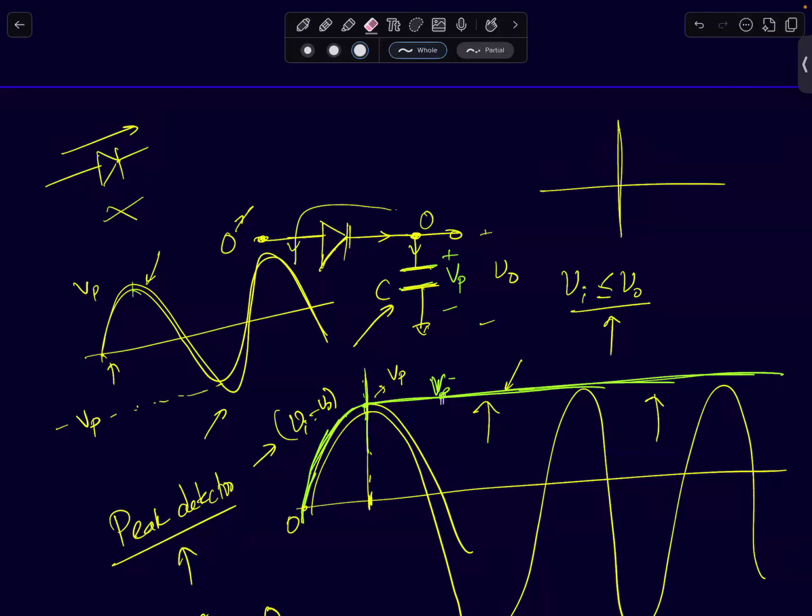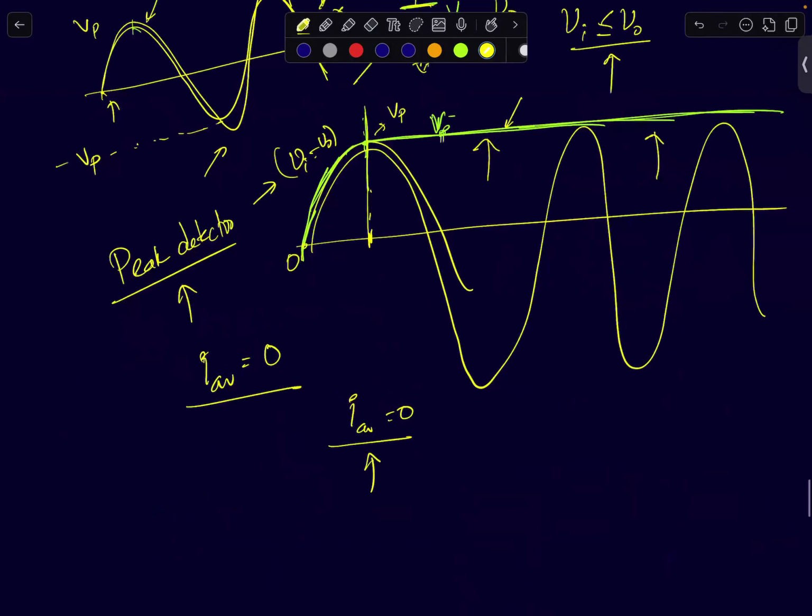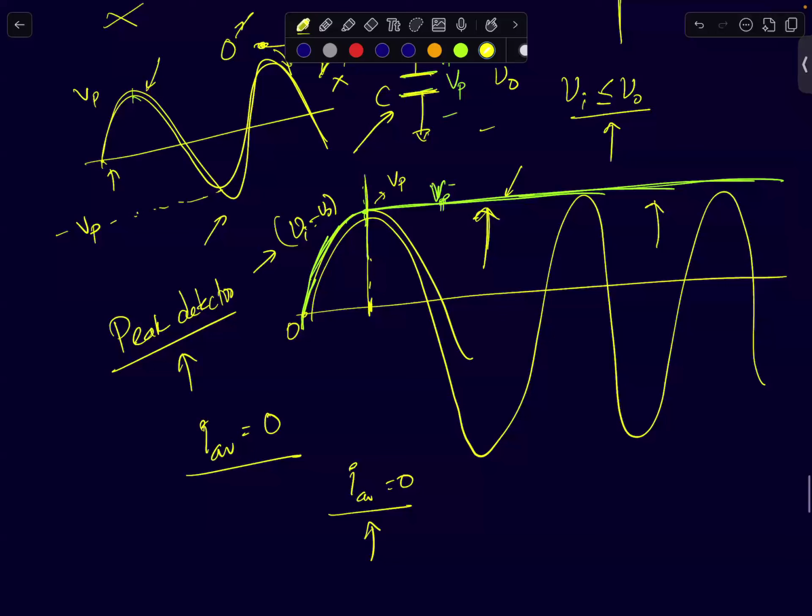Okay, that's it. So because of that, when your input voltage goes slightly less than V peak, your diode will be cut off. Your capacitor voltage is higher, because current now has to flow from this side for it to discharge, and that's not possible. So it will be cut off and stay there. So this circuit is called a peak detector. Your peak voltage is detected using this circuit.